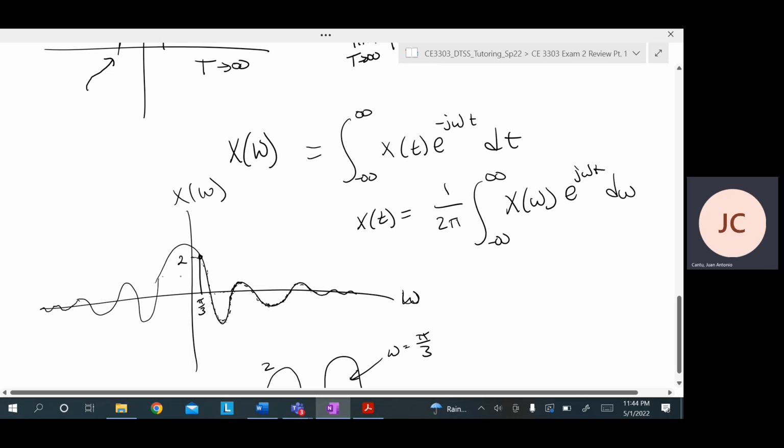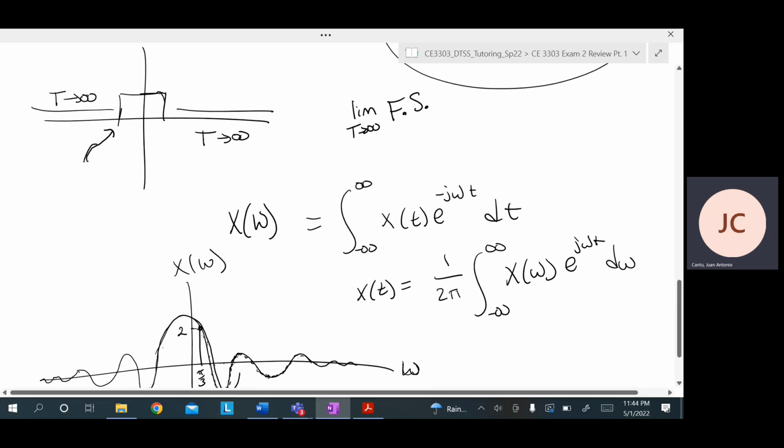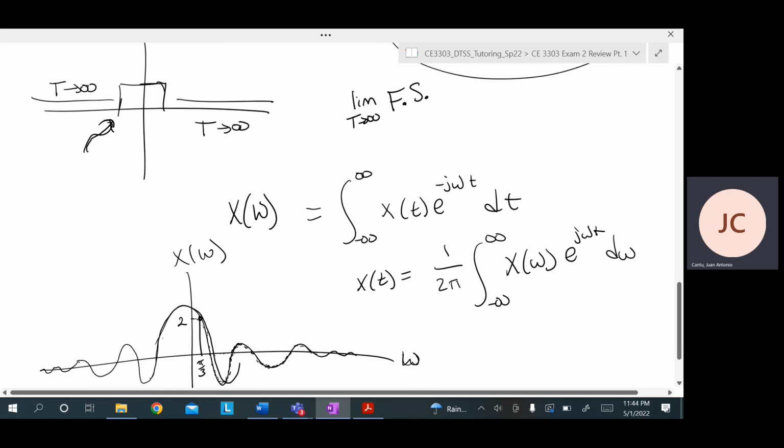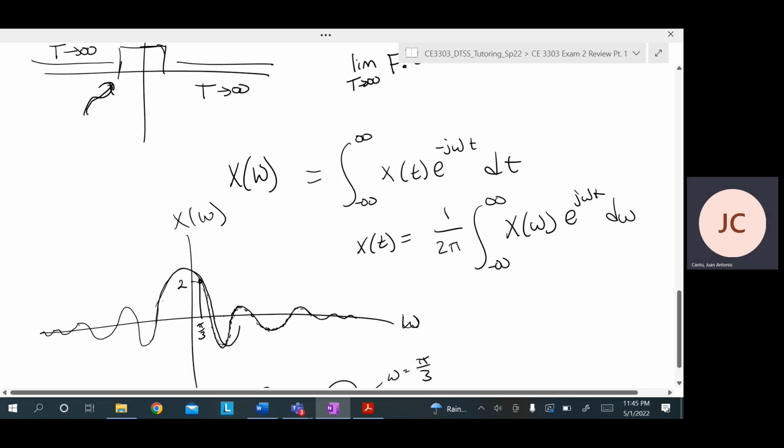You take the integral of this function right here, meaning you're summing all these little frequencies together. What's basically happening is you're summing all those complex exponentials at those different frequencies together, and that forms this x of t function. So that's what people mean when they're telling you what's the frequency content of this signal. The Fourier transform is telling you all the frequencies that make up that signal.